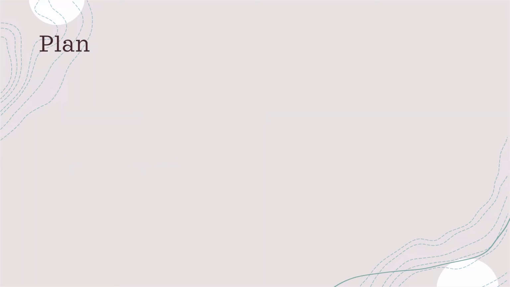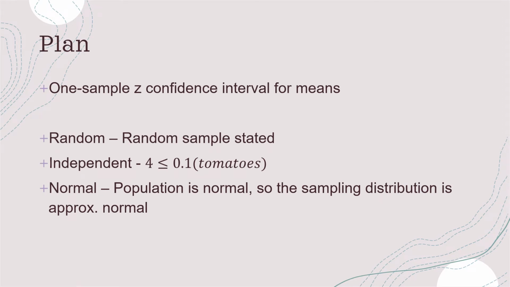Next up, we have our plan. Remember, plan is our 3 criteria that have to be met. You also want to mention what type of test is being done, in this case a 1 sample Z confidence interval for the mean. Random: it is stated in the problem that you took a random sample, so that one's covered. Independent: 4 is probably less than 10% of all the tomatoes in the field. And approximately normal, because the population is said to be normal. If the population is normal, then we can assume the sample would also be normal.